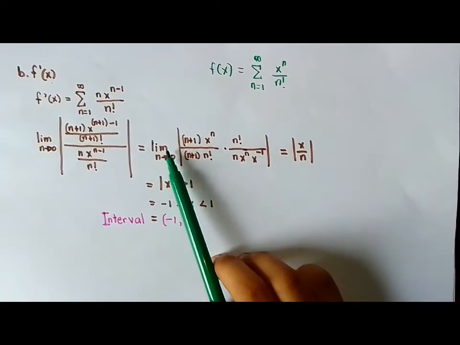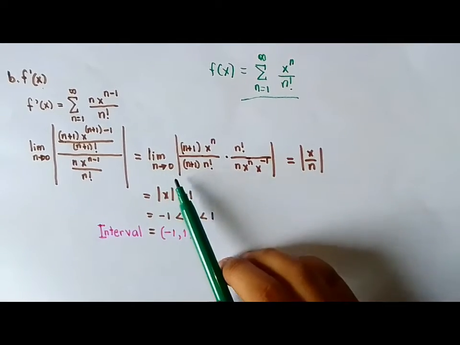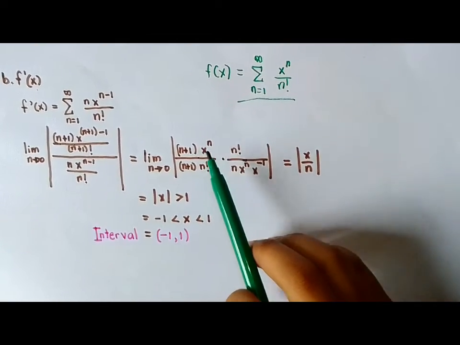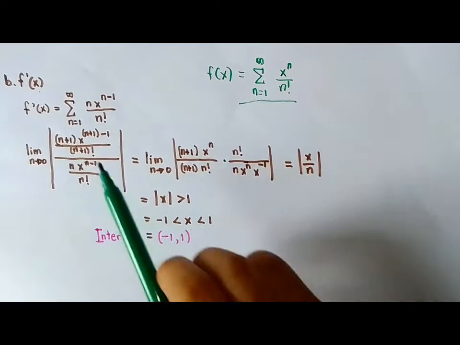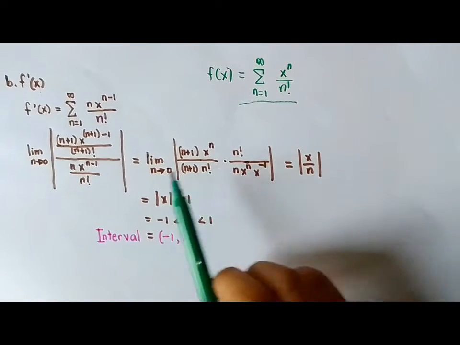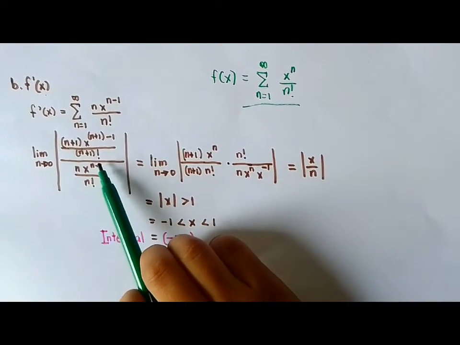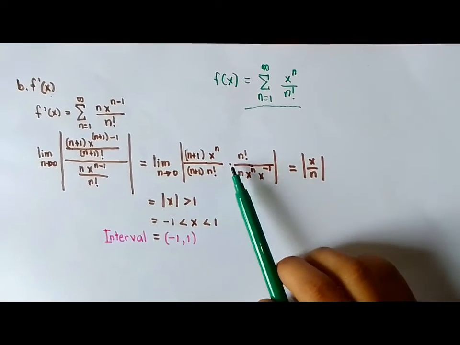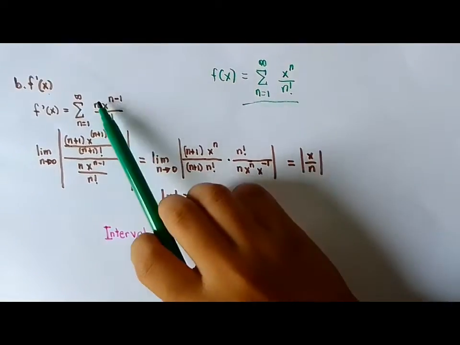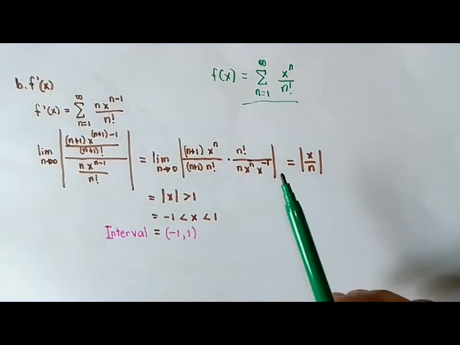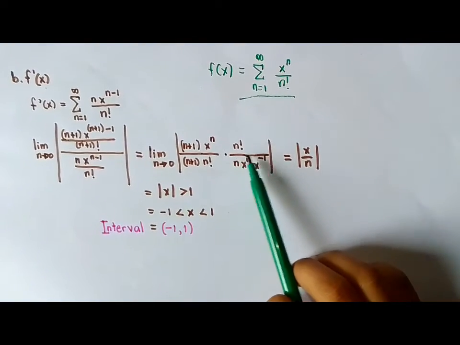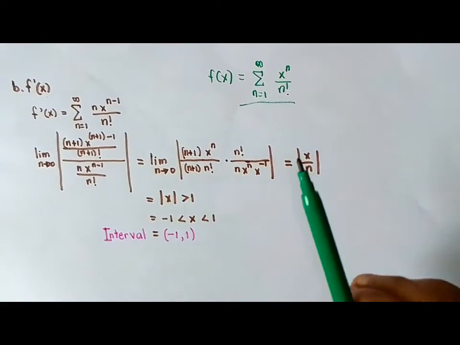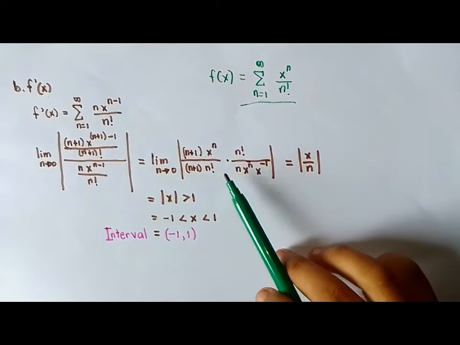Then equals the limit as n approaches infinity, the absolute value of n plus 1 times x to the power of n. It becomes x to the power of n since 1 minus 1 equals 0. Then over n plus 1 factorial, then we will factor. We have n plus 1 times n factorial, times the reciprocal of our given derivative of the function of x. We have n factorial all over n x to the power of n minus 1. So we will cancel out the same factors.